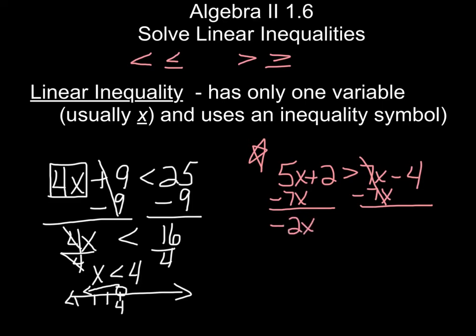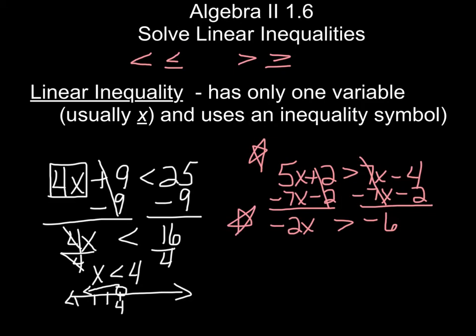Now we have our variables on the left. Now we need to take this constant of positive 2 and put it on the other side. So the inverse of adding 2 is subtracting 2. That makes it go away. So we have negative 2x is greater than negative 6. Okay, here comes the really important part right here, like important as in it's going to be on the quiz.